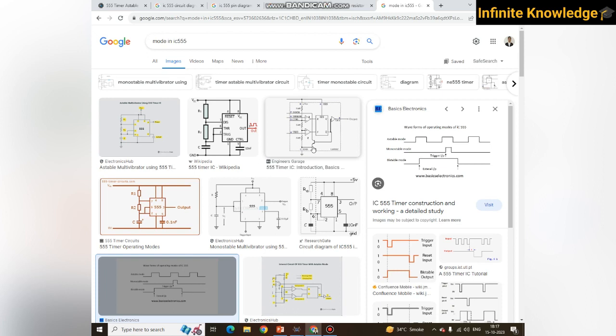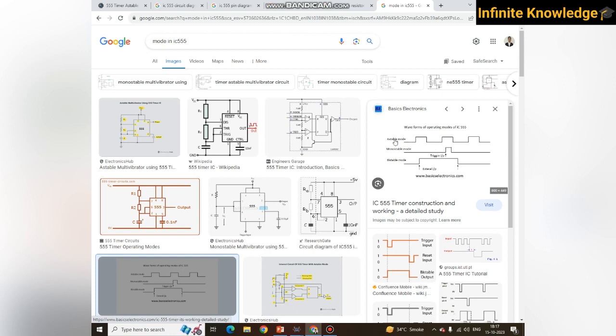IC-555 has three different modes, and we are using the astable multivibrator mode. So what is the astable multivibrator mode? Astable multivibrator mode means the output pin, pin number 3, changes its polarity or voltage level at a particular time. You can see that for a particular time it is 0, then for a particular time it is 1, and then again for a particular time it is 0.